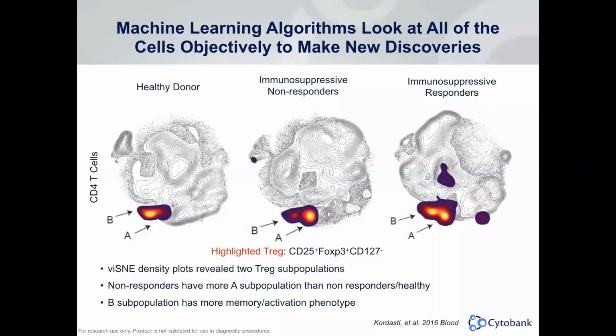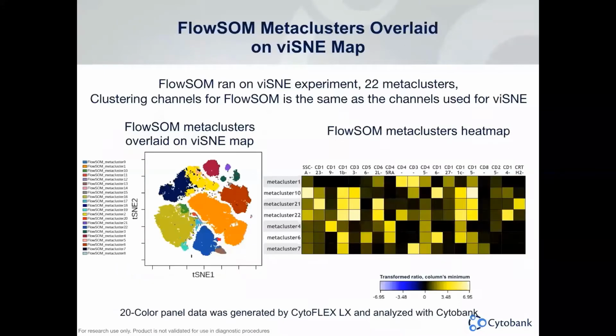Here I'm showing you another visualization tool we can use: run FlowSOM on viSNE and then visualize the FlowSOM metacluster on the viSNE map. So on the left here, the FlowSOM-identified metaclusters are overlaid on the viSNE map with tSNE1 and tSNE2. You can identify each region and the phenotypic of those particular clusters.